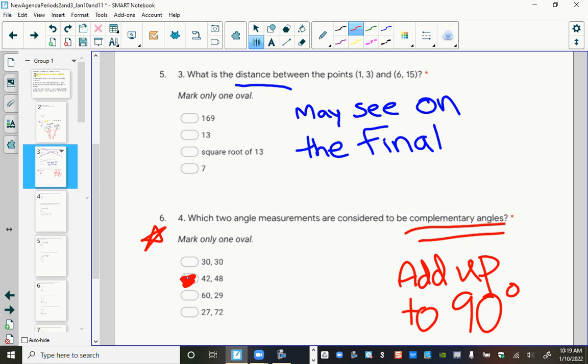There you go. 42 plus 48, that gives us 90. That's all you do, add them up. The other ones will not work because I think the top one only adds up to 60. The third one adds up to 89, and the other one adds up to 99. So they cannot work. Complementary, 90 degrees. Yep. All right, questions on that part? Okay.